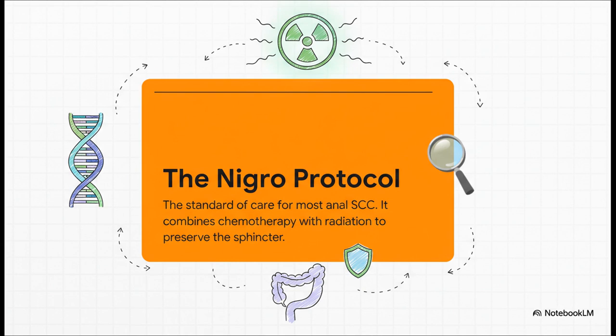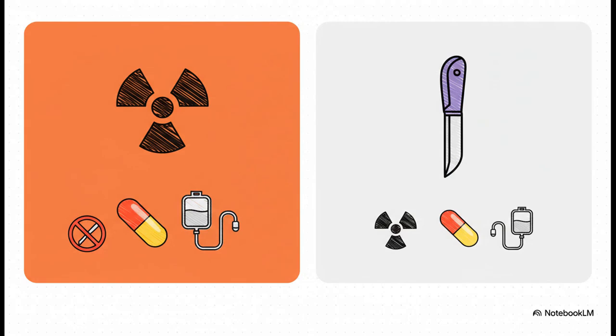You see, its development was truly revolutionary because it completely shifted the treatment paradigm away from radical surgery. The whole point of the Nigro protocol is to cure the cancer while preserving the anal sphincter. This means we can avoid giving the patient a permanent colostomy, which is just a massive win for their quality of life. And sir, a crucial distinction, especially for exams, is how we manage anal SCC versus anal adenocarcinoma.